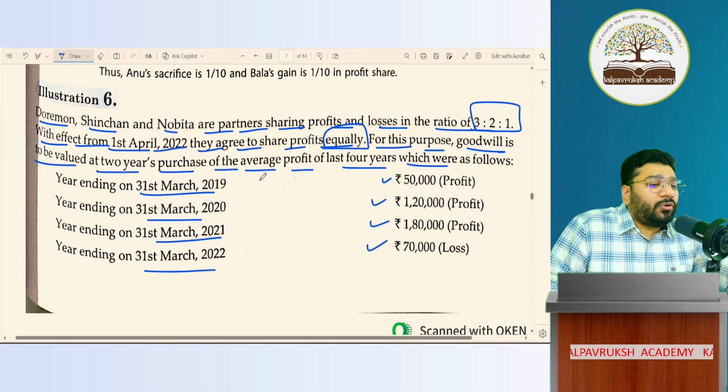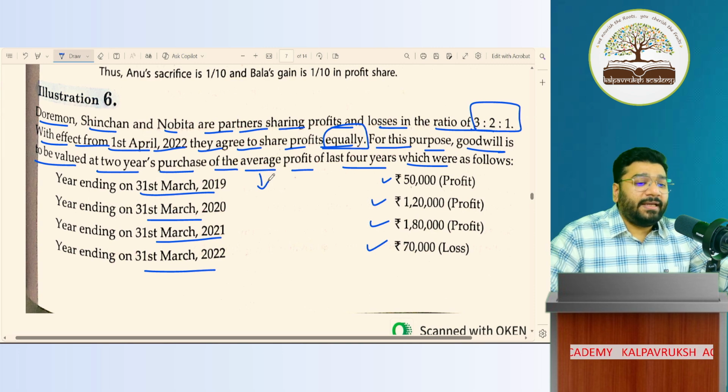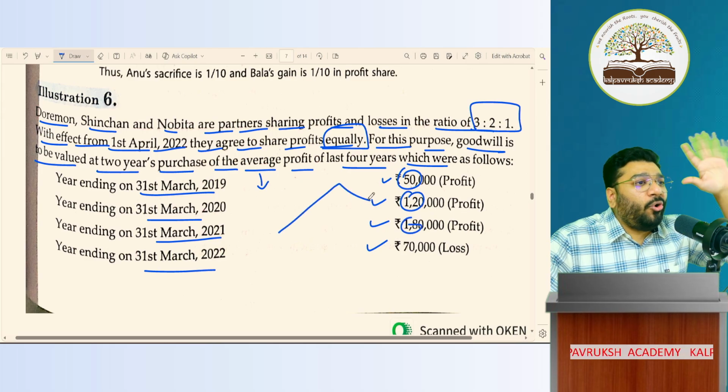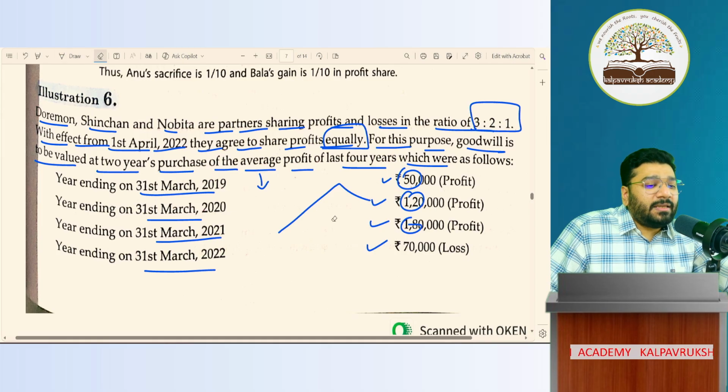Now here, they've told average profit. 12th people, you tell me. Simple, weighted, nothing they mentioned. What will you take? Simple. Foundation people, in the question, whenever they say average profit, but simple or weighted they don't mention, what are you supposed to assume? You have to look into the trend. Either increase or decrease. 50, 120, 180, so far increasing. Then suddenly decreasing. Upon no trend, what will you follow? Simple average. So both the cases, simple average.